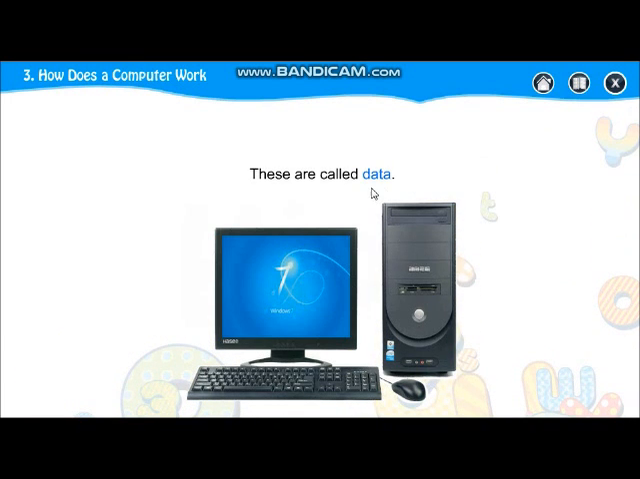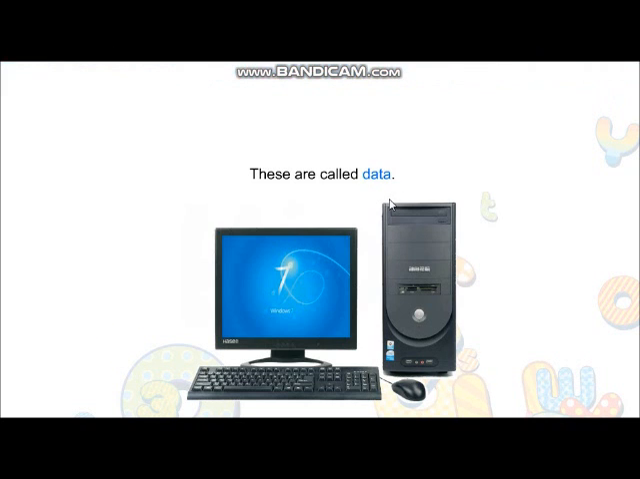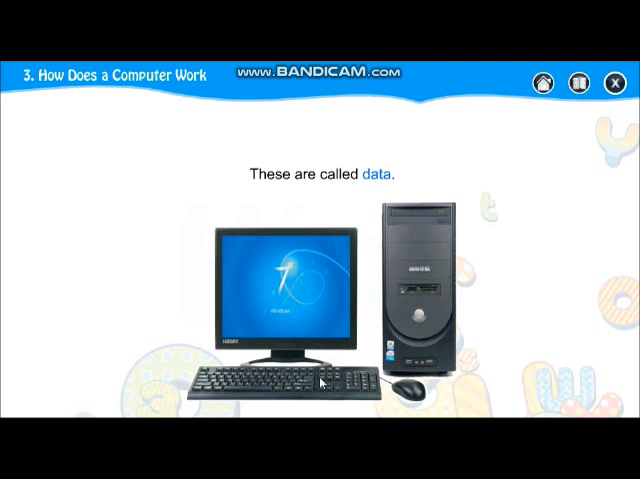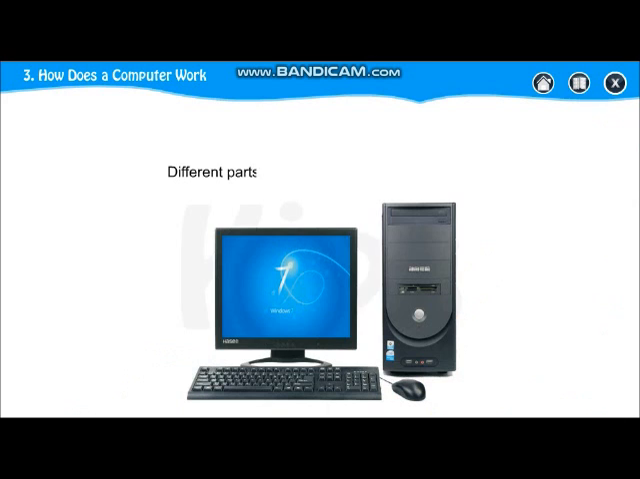These are called data. Suppose you enter your name, so your name is data. You enter your age, it is data. You enter your phone number, it is data. Suppose you enter your photo, so your photo is data. Suppose you record your voice, so your voice is data. So whatever we enter into the computer, it is your data. Different parts of computer do different tasks.